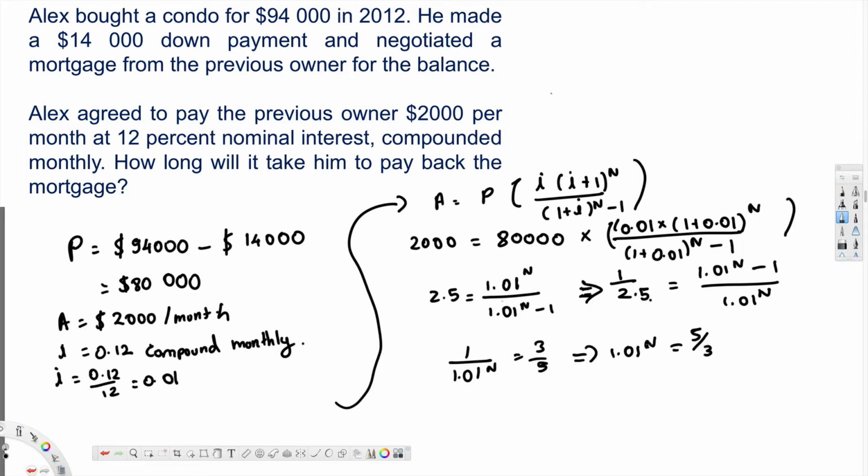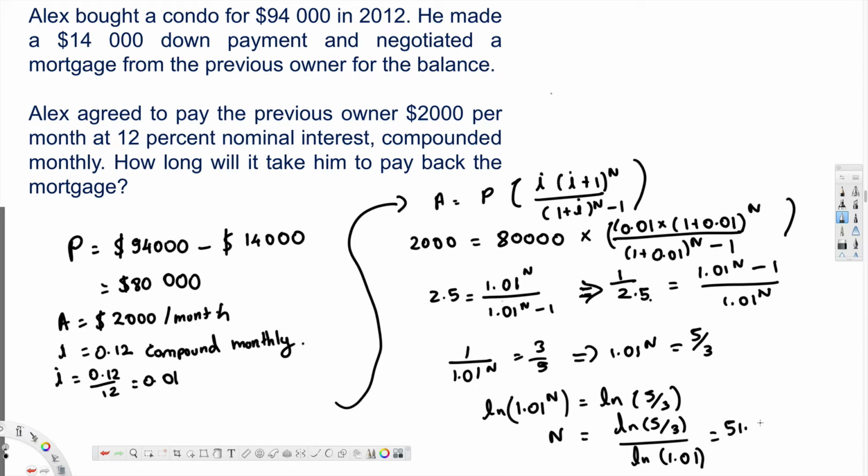To get rid of this power n and solve for n, we have to take ln of both sides. So ln of 1.01 power n is equal to ln of 5 over 3. Now this n can be moved to the front, so n is going to be equivalent to ln 5 over 3 divided by ln 1.01, and that gives us 51.34, and this is the answer.